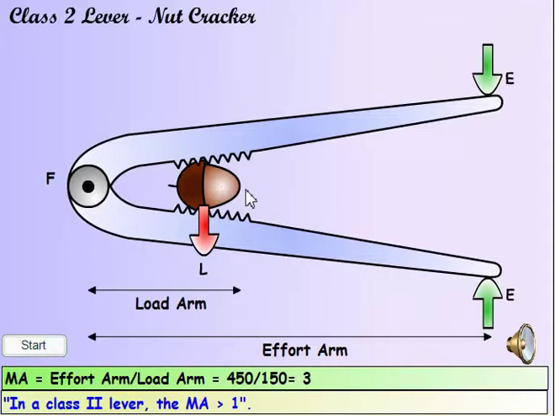In the case of a nutcracker, the effort that you apply is magnified by a factor which is the ratio of the effort arm to the load arm.